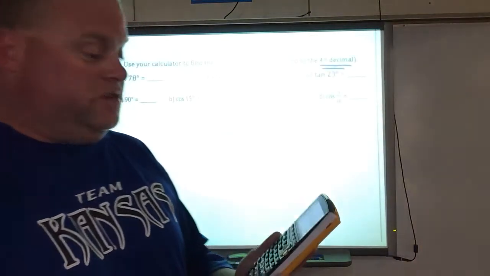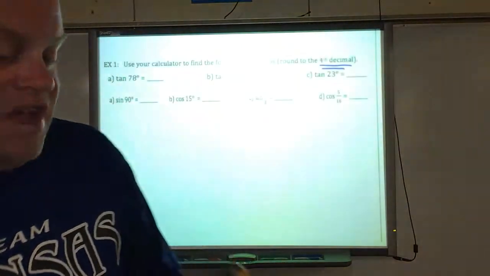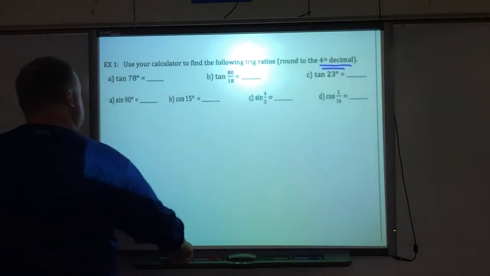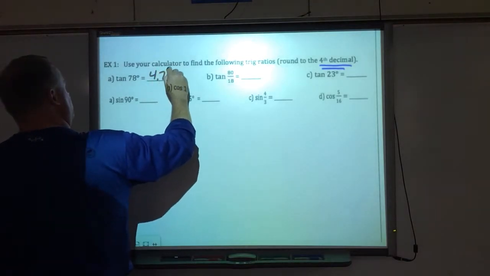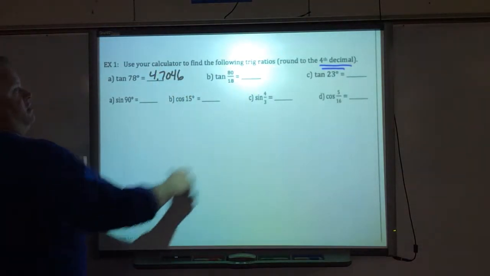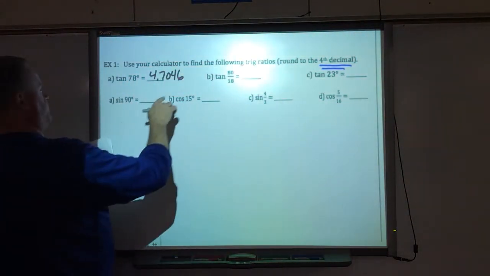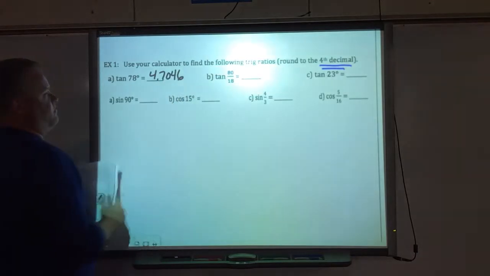Now put tangent of 78. Much, much better. It comes out to be 4.7046. I rounded it to the 4th decimal. After the 6, there would have been a 3, so I don't need to raise it up. 1, 2, 3, 4. I've got it.